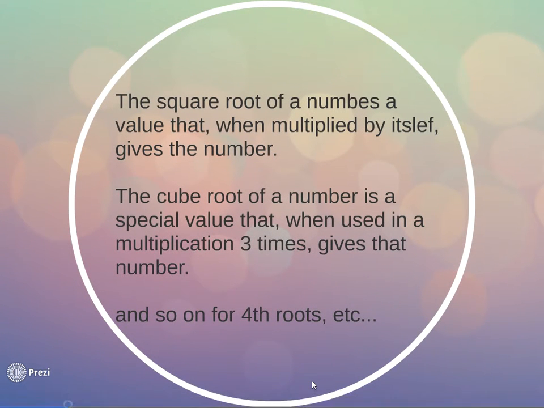Okay, the square root of a number is a value that when multiplied by itself gives the same number. The cube root of a number is a special value that when used in multiplication 3 times gives you that number, and so on for fourth roots.